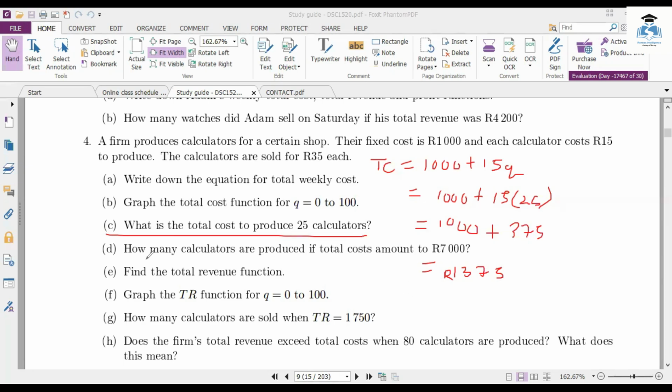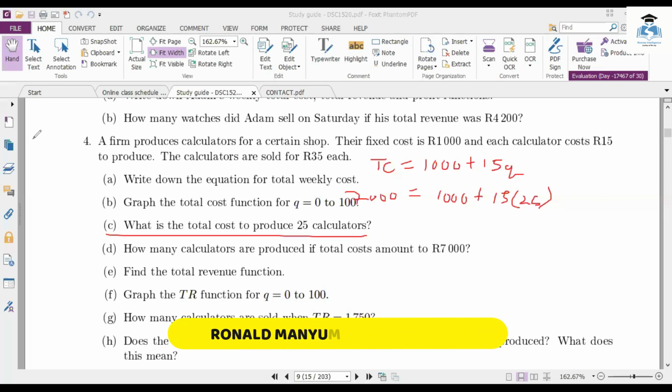Now, they are asking how many calculators are produced if total cost amounts to 7,000. Remember, we have to do what we did previously. So 7,000 is equal to 1,000 plus 15Q. Let me remove this one.